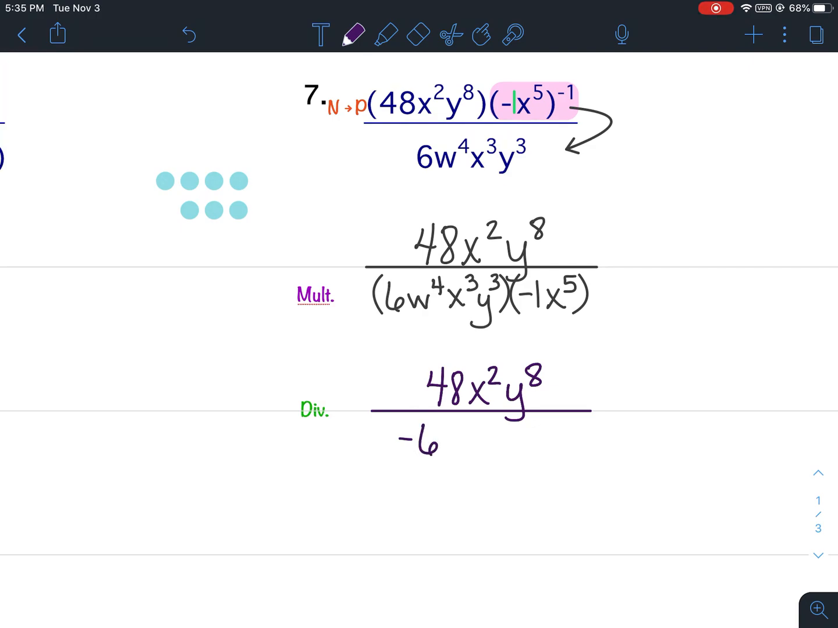And then we've got w term, x terms, and y term. So I'll bring down the w to the 4th. I have an x to the 3rd and an x to the 5th. When you multiply, you add exponents. So you're going to need to add those together and determine what that x exponent should be. And then there's only one y term, so I'm going to bring down the y to the 3rd.